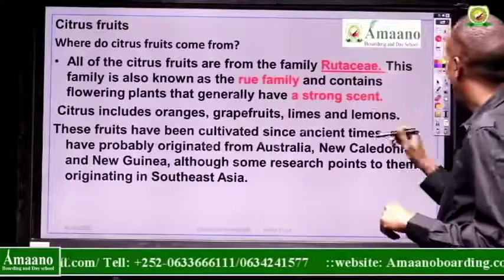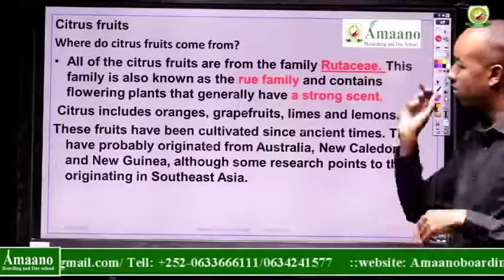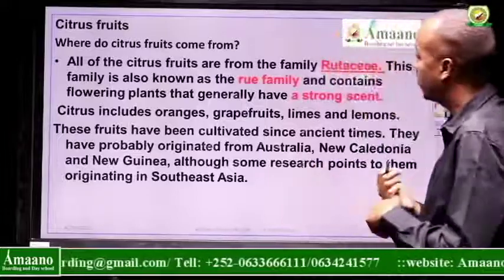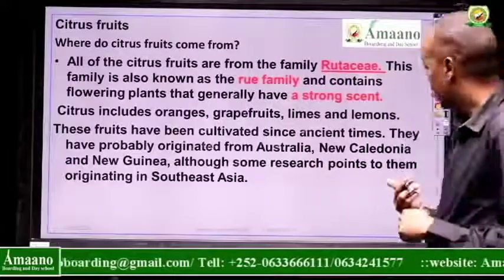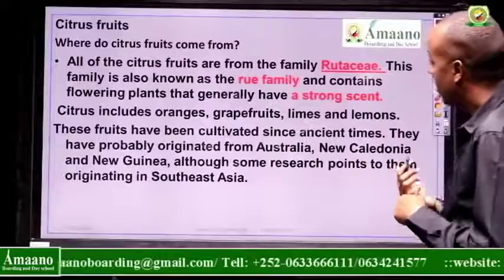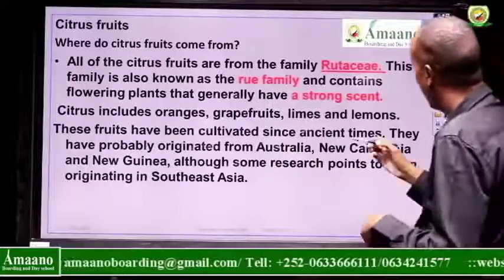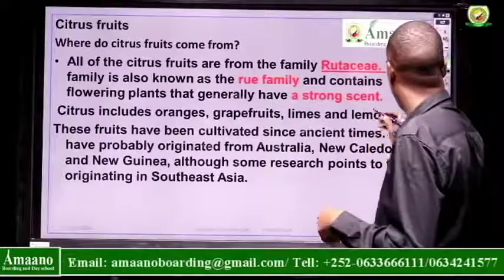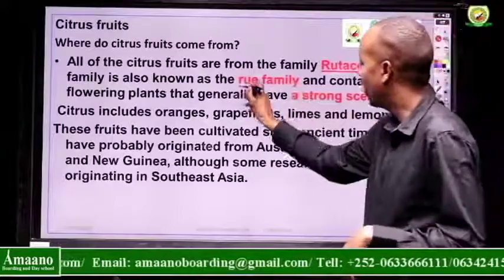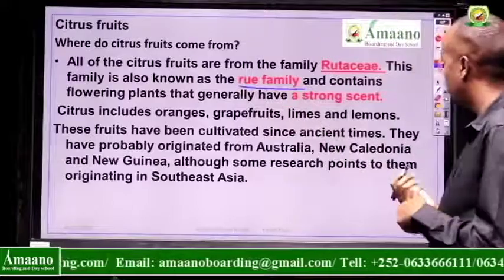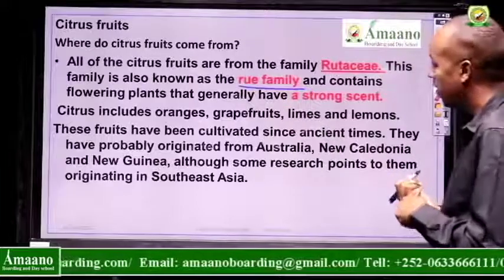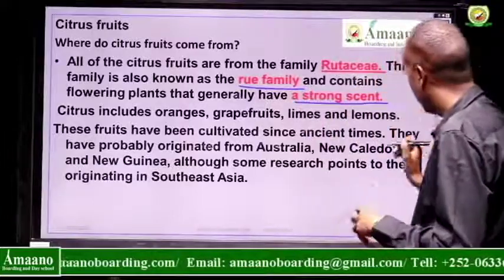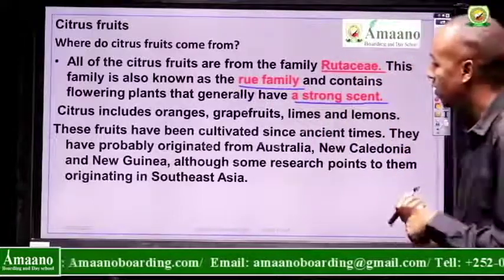Okay, and now let us go to the citrus fruits. What are citrus fruits? First let us talk about where they come from. In short, the family the citrus fruits belong to is called Rutaceae, or in short, the Rue family, and they have a strong scent. Generally, their smell is very strong.